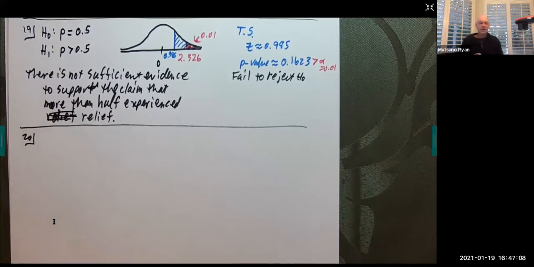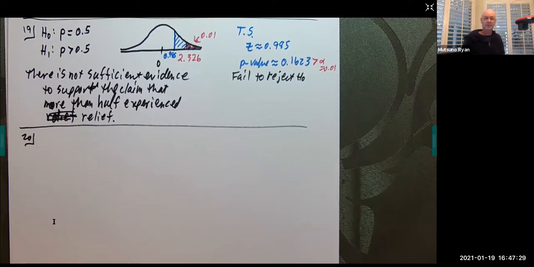So 20 says a medical school claims that more than 28% of its students plan to go into general practice. And among a random sample of 130 of the school's students, 32% of them plan to go into general practice. Find a p-value for a test of the school's claim.